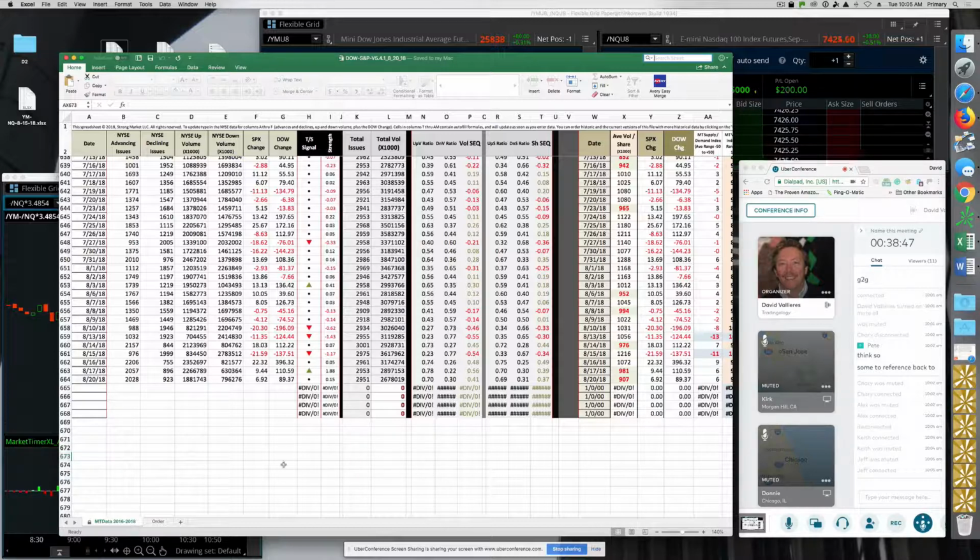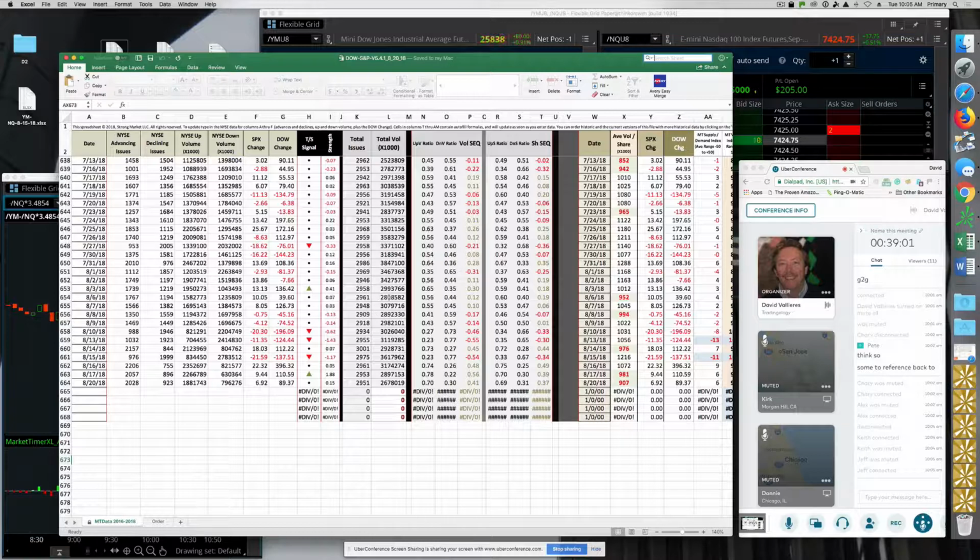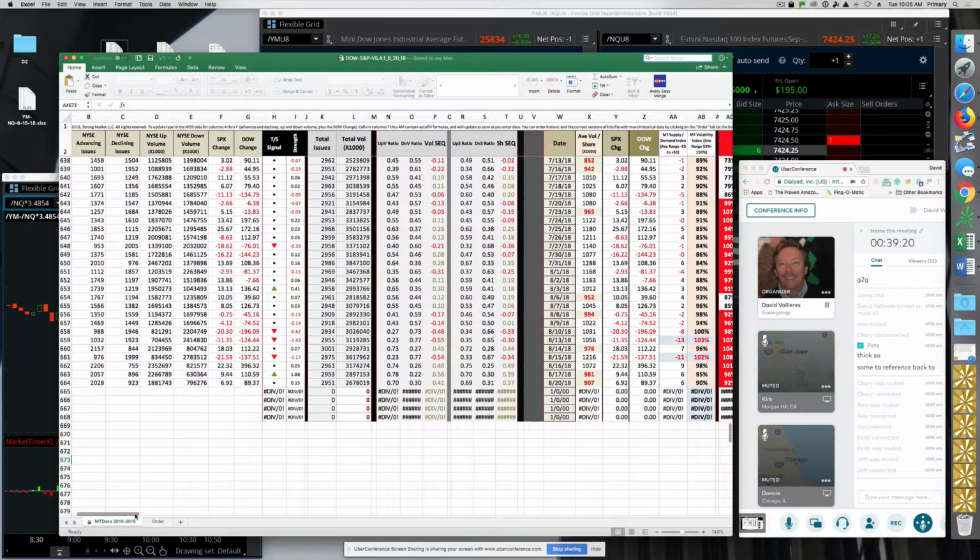Now, the TS signal and the strength is the same one that's over here in the main body, so I'll cover that when I get there. The total number of issues is just the addition of the advancing issues and the declining issues. That's all it is. So these are the number of issues that made a change for that particular day. And then the total volume is just the total of the up volume and the down volume. So it's the amount of volume that went into those issues that traded either up or down on the day.